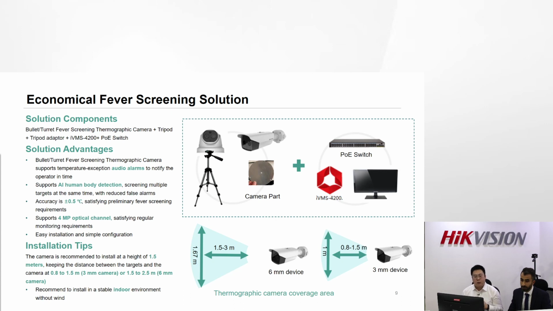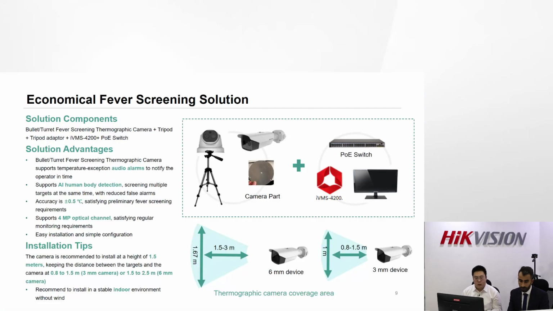And this kind of camera can support AI human body detection, which can reduce the false alarms triggered by other objects, for example, hot water, hot teas and coffees, and so on. The camera will only focus on the human body, and especially the forehead of the human body, to detect the accurate temperature.